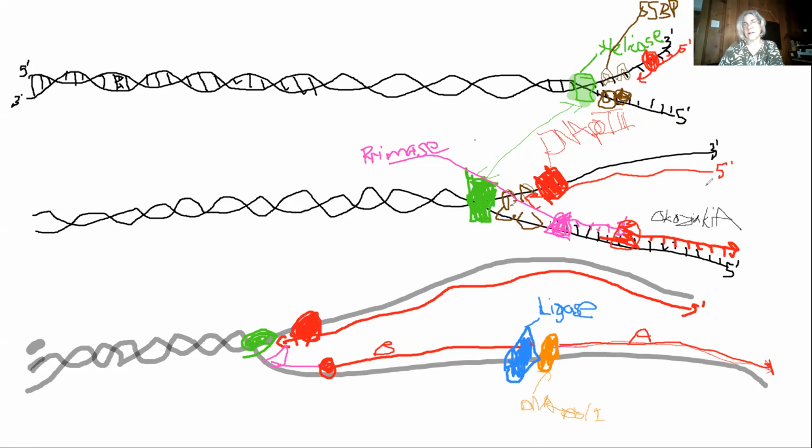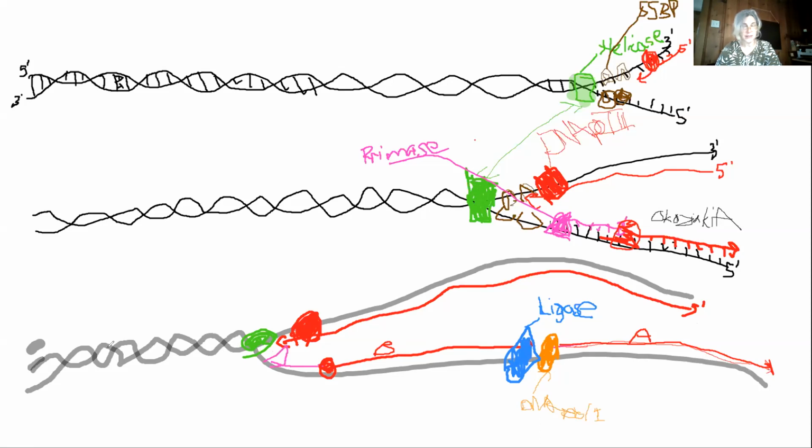So leading strand is made continuously. Lagging strand is made in pieces. The pieces are called Okazaki fragments. Polymerase 1 gets rid of the primer, fills it in with DNA, and then ligase joins the pieces. Now, this would happen again, this combination here of getting rid of the primer, filling it in with DNA, and joining the pieces together would happen again as this opens up and we get more.